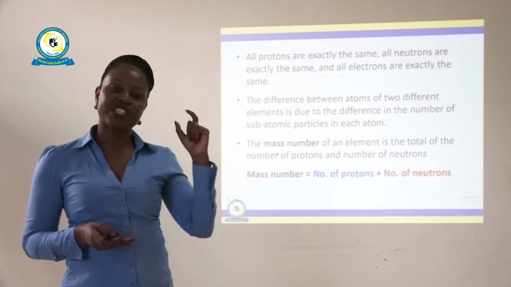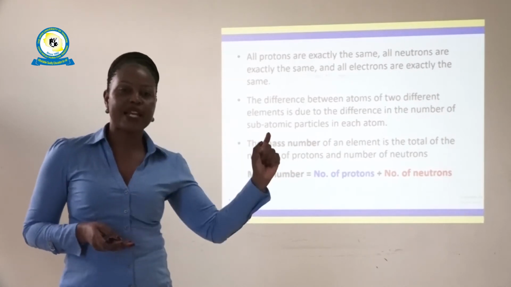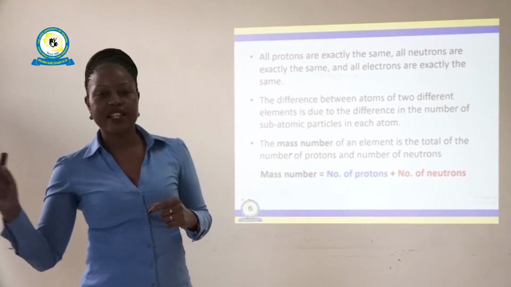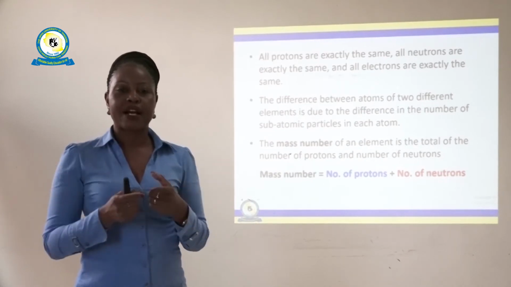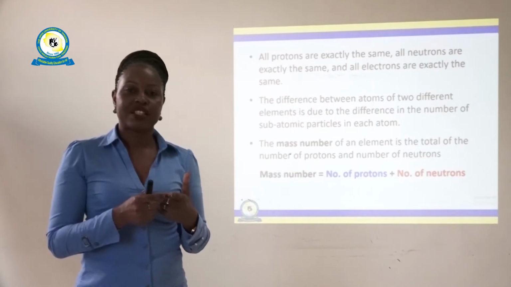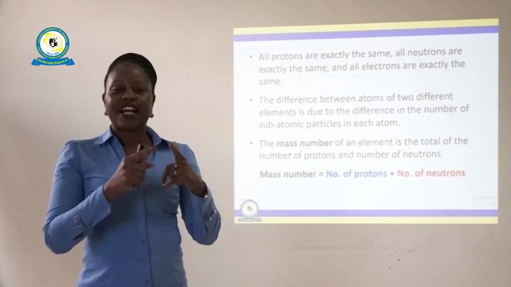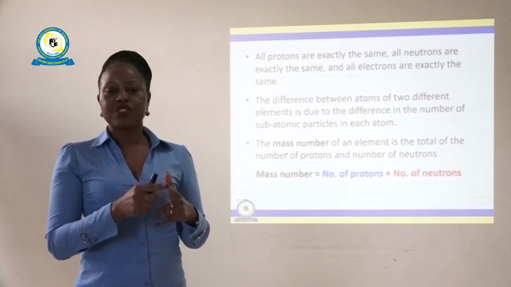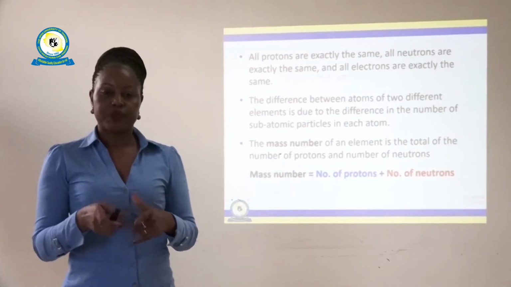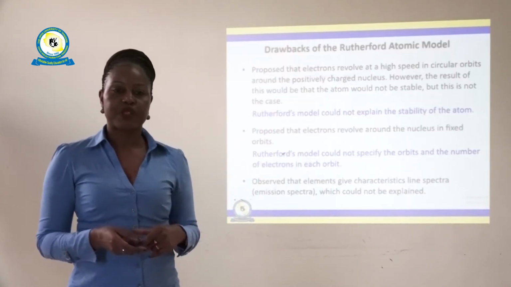Now, what differentiates one atom from another, or an atom of one element from an atom of another element, is the number of subatomic particles in each element. So the mass number, as we said, is the total number of protons and neutrons, which is the identity of an atom.